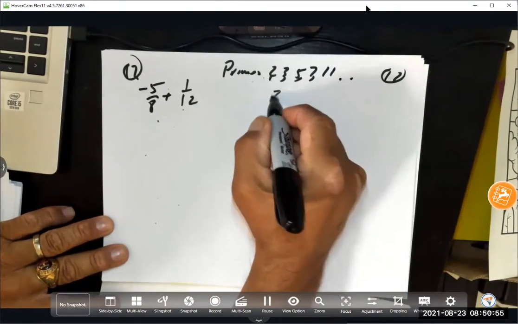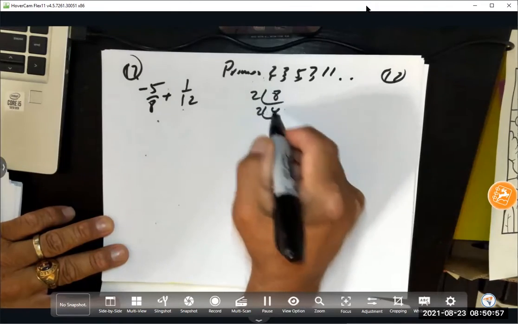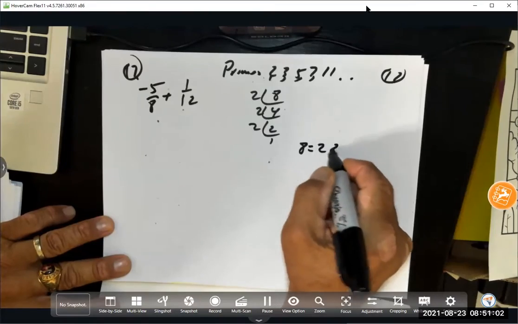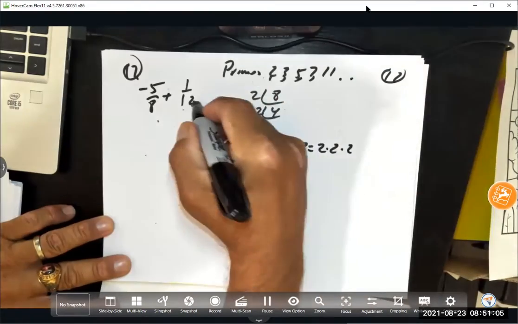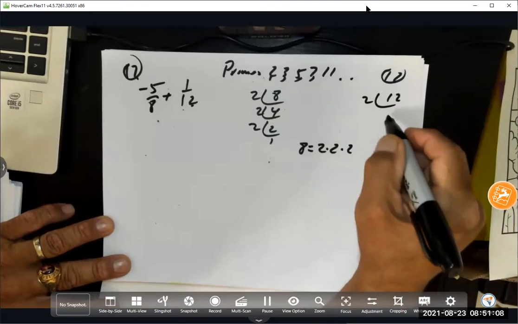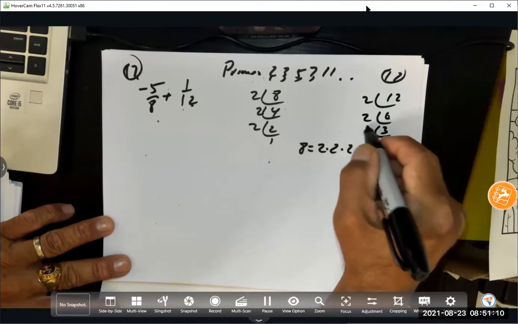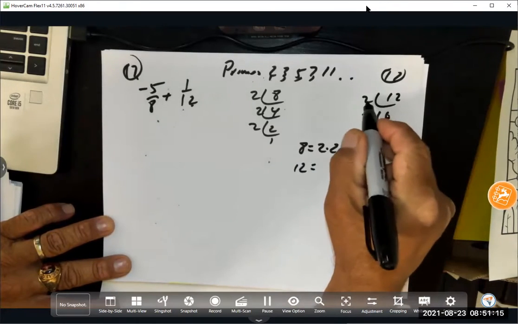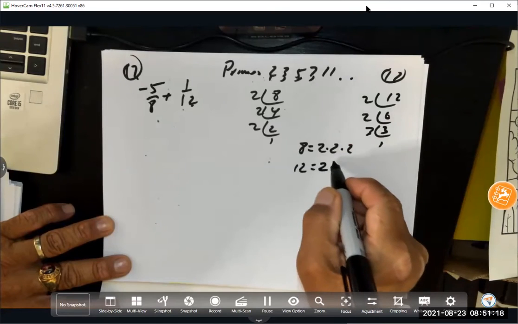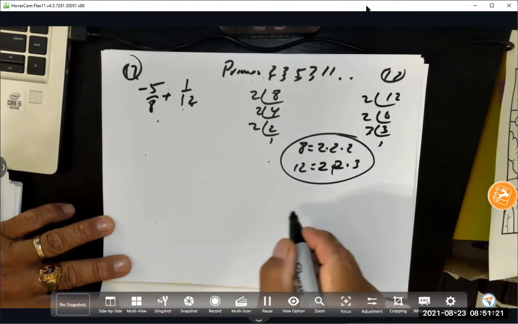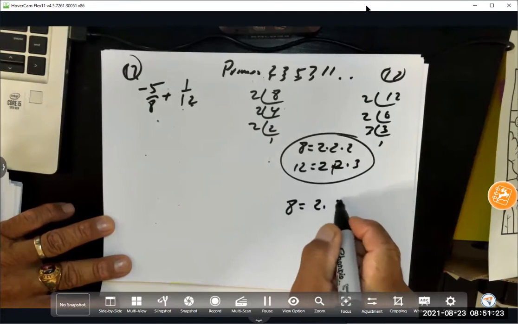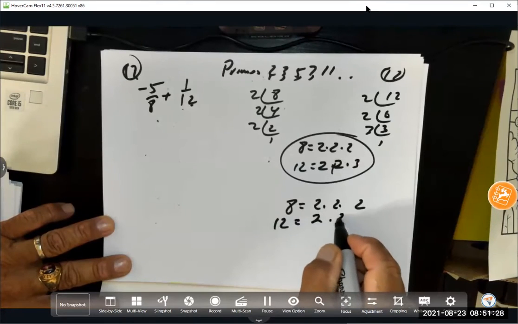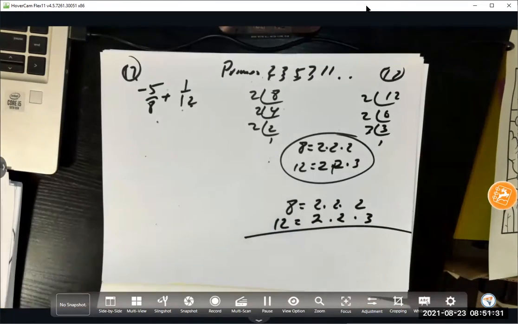Prime numbers 2, 3, 5, 7, 11, and so on. All right, so I'm gonna start with 8. 2 divides 8, 4. 2 divides that 2. 2 divides that 1. So it looks like 8 is 2, 2, 2. Okay, so then 12. 2 divides 12, 6. 2 divides that 3. 3 divides that 1. So it looks like 12 is 2 times 2 times 3. There they are. Okay, let me write them over here again a little bit better. 2 times 2 times 2 is 8. And 12 is 2 times 2 times 3. There they are right there.